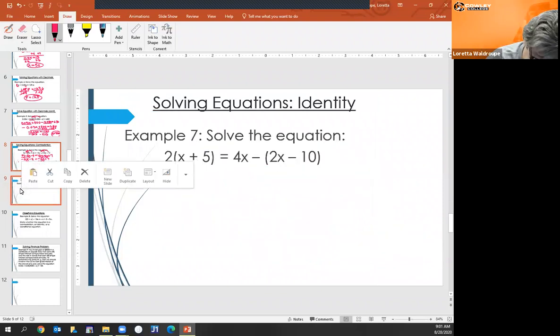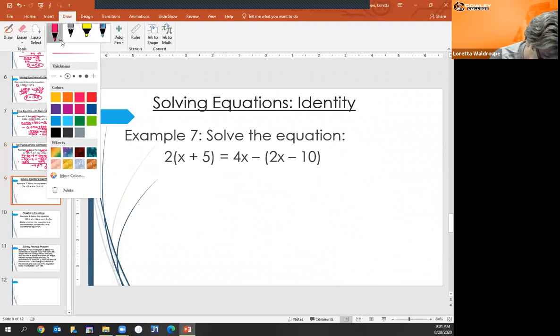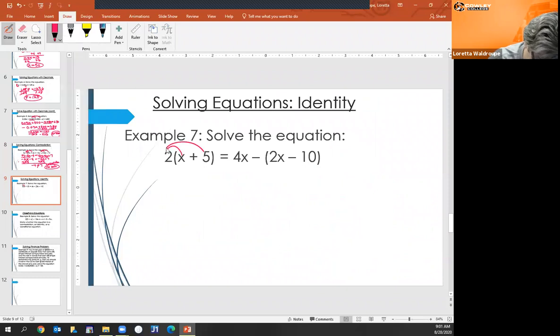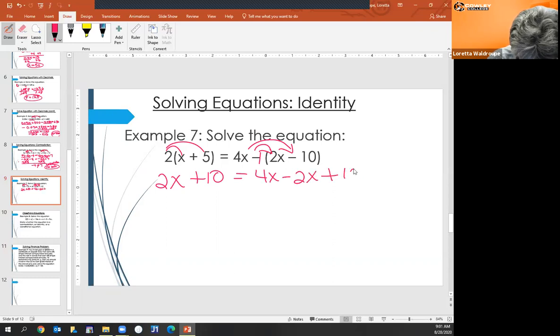An identity is kind of the opposite of a contradiction. So distribute 2. 2 times x is 2x. 2 times 5 is 10. Distribute my negative 1. Negative 1 times 2x is a negative 2x. Negative 1 times 10 is a positive 10. Combining my x's on the right, 4x minus 2x gives me 2x.